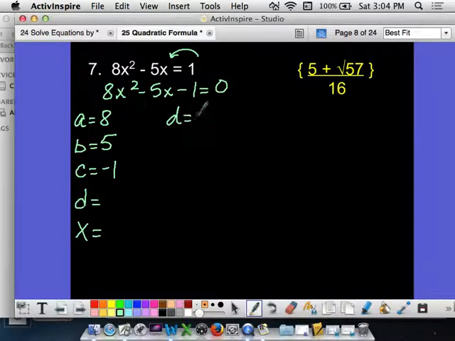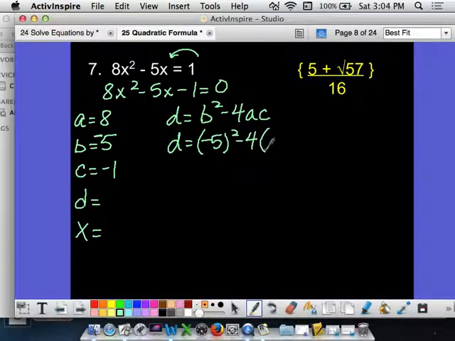The discriminant, b squared minus 4ac, is going to be -5. Oops, let me put that negative right there. -5 squared minus 4 times a, which is 8, times c, which is -1. And I got 57. And then I plug that into my formula.